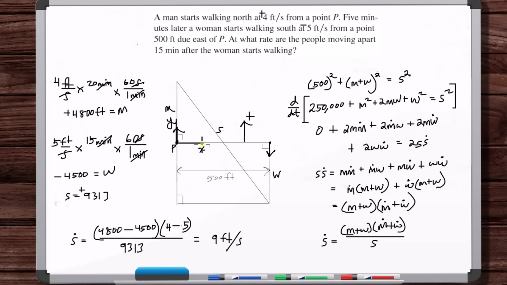But if you did, the woman, this is her position at any moment in time, and then this is the man's position at any moment in time, and then you take the difference, you subtract this position from this position, and you get another vector that subtracts those two vectors. If you did it that way and you set it up right, that would work.